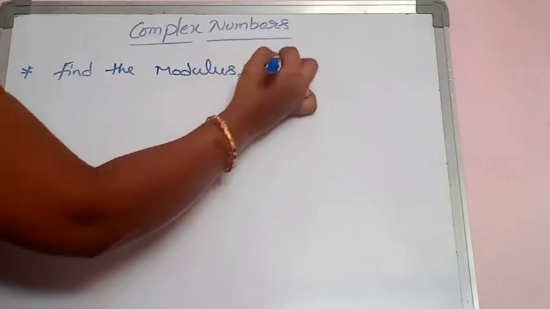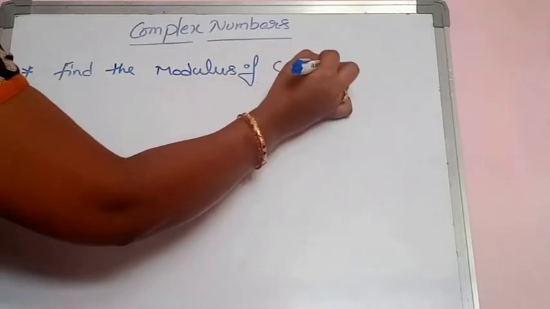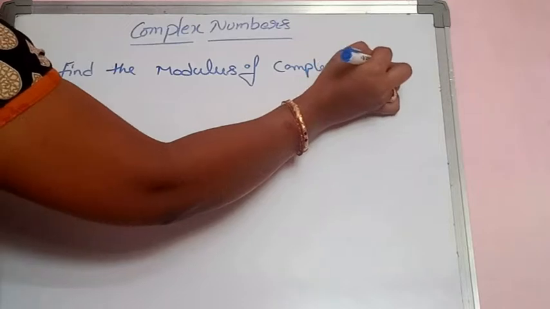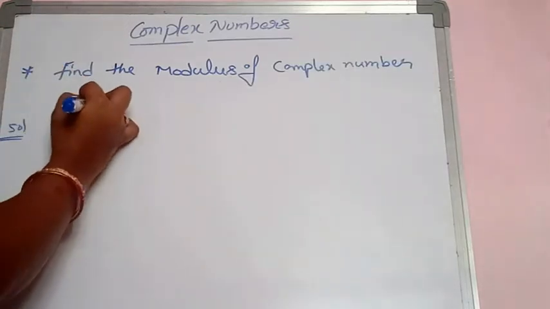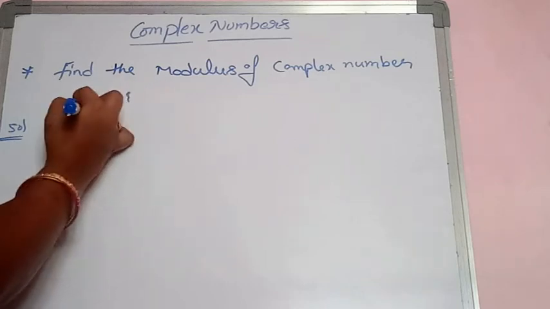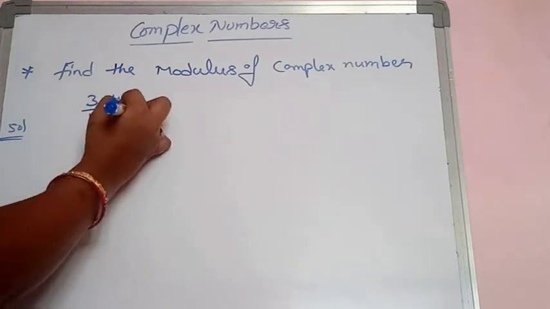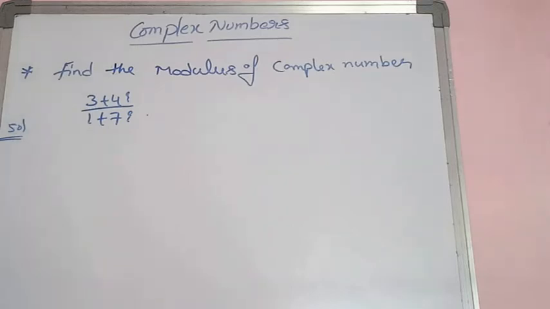Find the modulus of the complex number (3 plus 4i) by (1 plus 7i). So we have to find the modulus of this complex number.